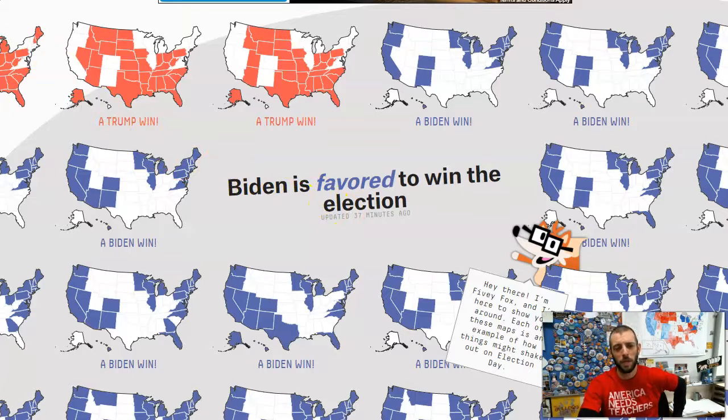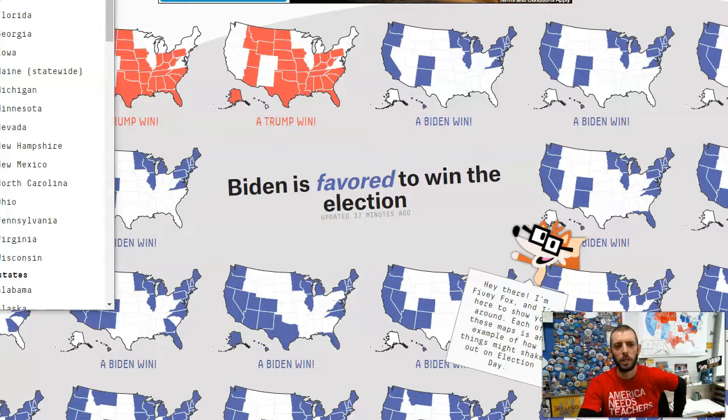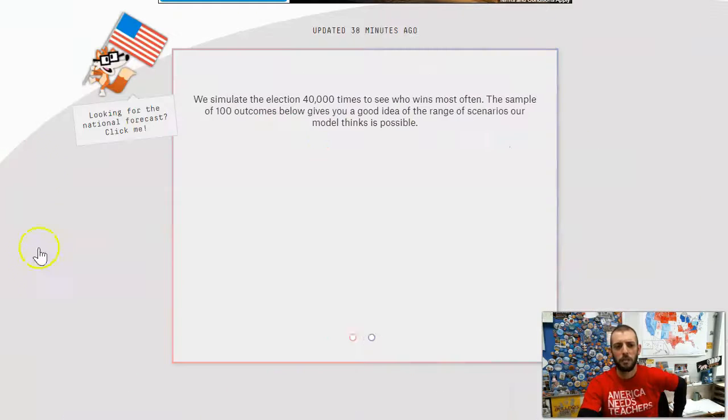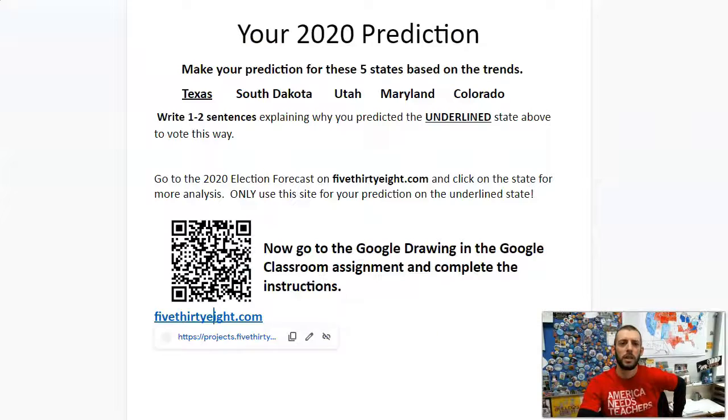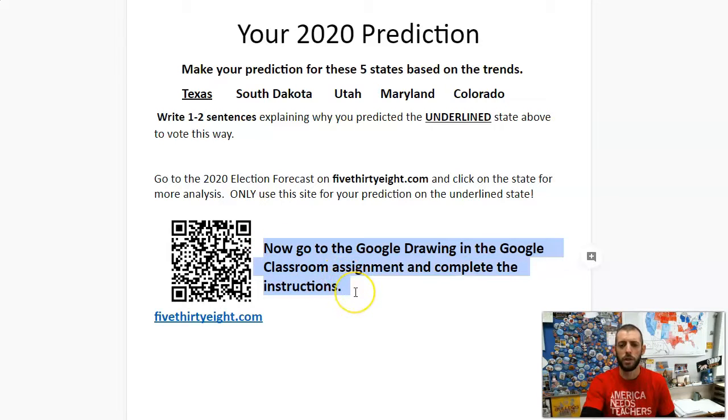Now up in the top left, you can't see it on the screen here, but instead of national overview, you can click on states to watch and find your state that is on your page here to find out what they predict for those states. Okay. After you've looked at the historical presidential maps, and after you've looked at the 538 election forecast predictions, now you're going to go to the Google drawing that is in Google Classroom, and you're going to complete the instructions.